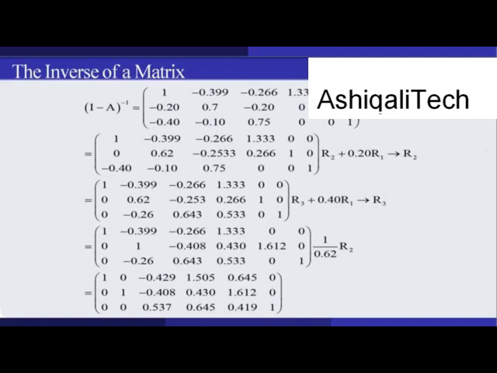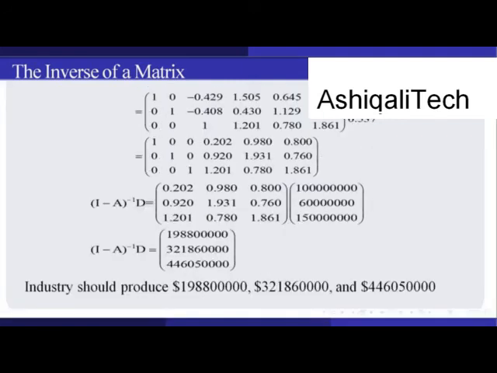In the third step, we add R3 and 0.40 times R1. And in the fourth step, we divide R2 by 0.62. And in the last step, we add R3 and 0.6 times R2, and R1 is added to 0.399 R2. We divide R3 by 0.537 and we do the further row operations, so we get the (I minus A) inverse matrix. Now we multiply (I minus A) inverse by the non-industry demand matrix D, so we get the following matrix.